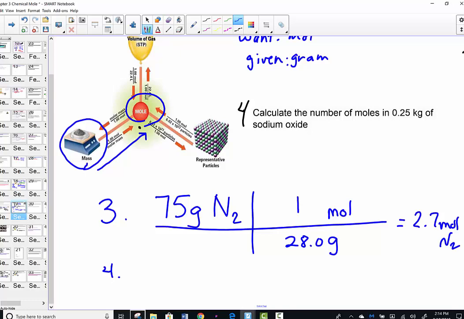So we want to know how many moles given a gram. I'm starting at the mass, the scale, and I want to head in. The first skill, 0.25 kilograms converted to a gram. The kilo is the prefix that represents 1,000, right? So it takes 1,000 grams to equal a kilogram.